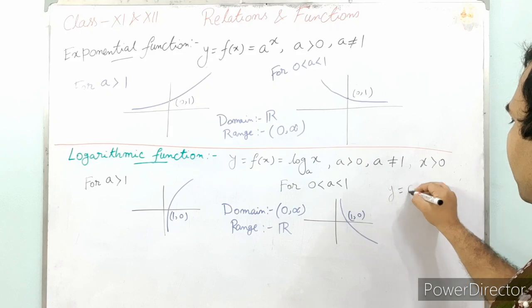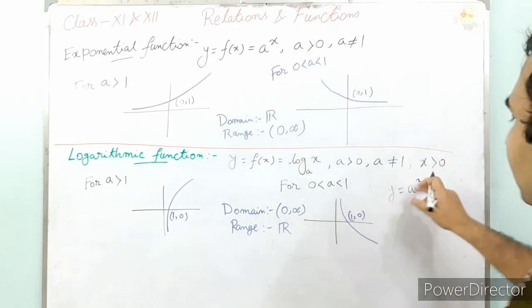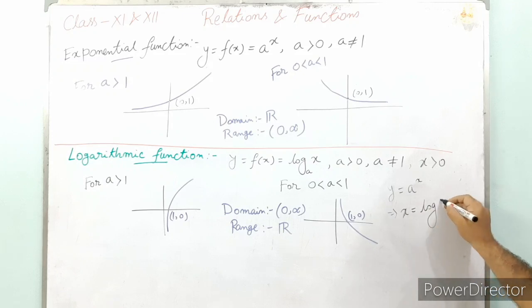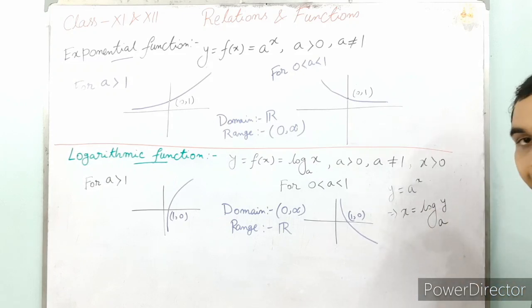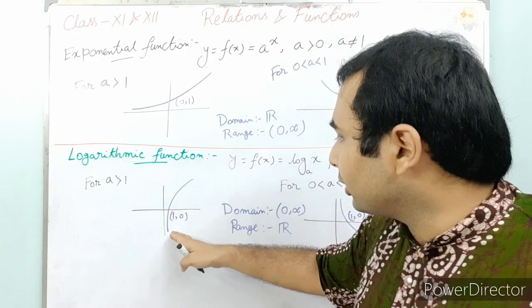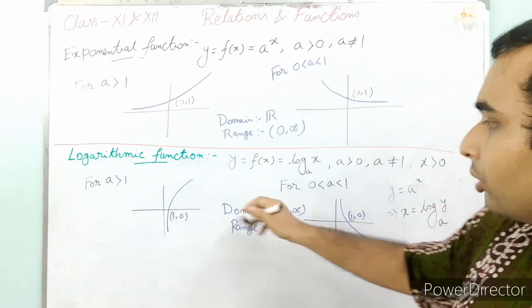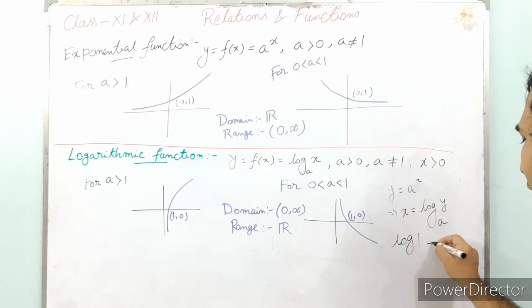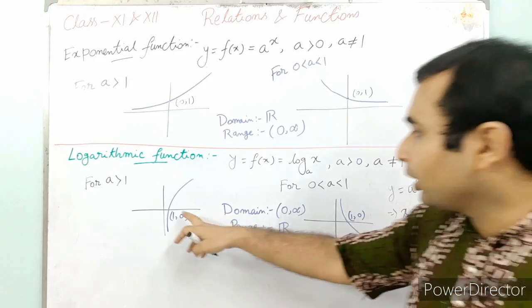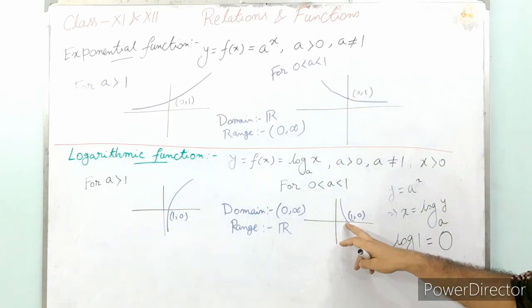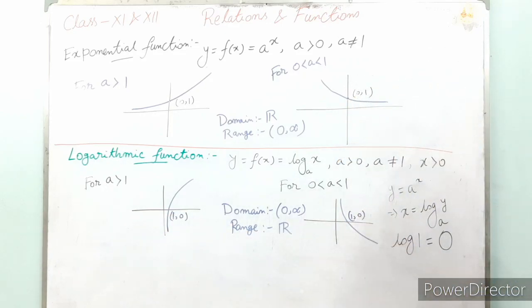If y equals a to the power x, then x can be written as log y to the base a. This is the function here. Whenever a is greater than 1, the graph looks like this one. Log 1 is 0 always. The value of log 1 equals 0. That's why at x equals 1 it is taking the 0 value.